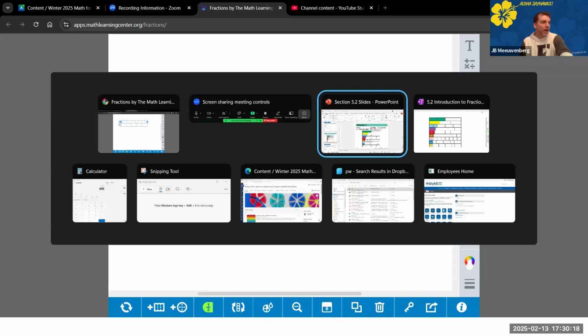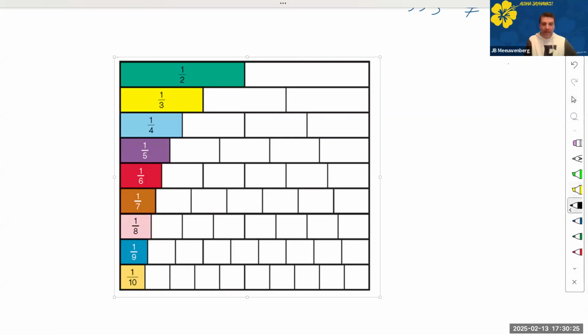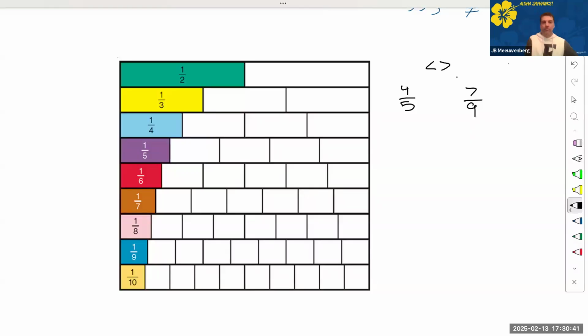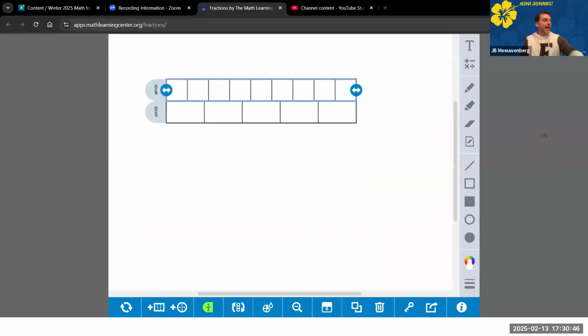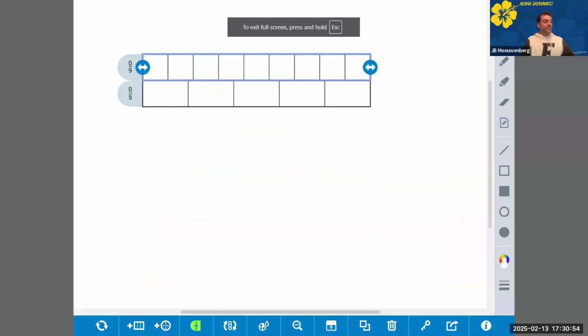So back here, what I want to do is compare two fractions. I'm going to compare two fractions, and they're going to be 4/5 and 7/9. And we're going to put a less than or a greater than sign between those two, 4/5 and 7/9. And so if I go back to that app, notice I already have a 5ths bar and a 9ths bar. They're the exact same length. So we're going to shade them in.